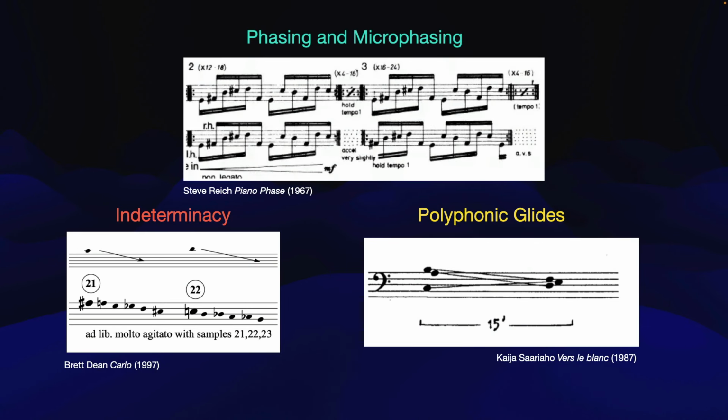There are three techniques we're going to do in three sections. One is that of phasing, where one musical motif is delayed against the other. Now you can do this in steps, phasing, or gradually, what we call micro-phasing, like Steve Reich's Piano Phase. Then we'll look at indeterminacy, that is when we leave it to chance whether notes play or not. And finally, the ability to have polyphonic glides, that is, notes that bend against each other to form awesome transitions.